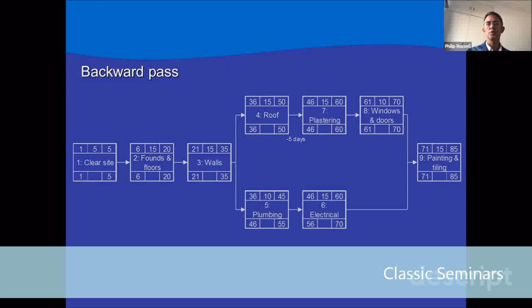35 minus the duration for walls of 15 gives us a late start of 20 plus 1, which is 21. Because we have a late start for walls of 21, we subtract 1. That will give us a late finish for foundations and floor of 20. Minus 15 plus 1 will give us 6 as a late start for foundations and floors. Minus 1, so 6 minus 1 will give us 5 as the late finish for clear site. Subtract 5 from the late finish, plus 1 will give us a late start for clear site of 1.